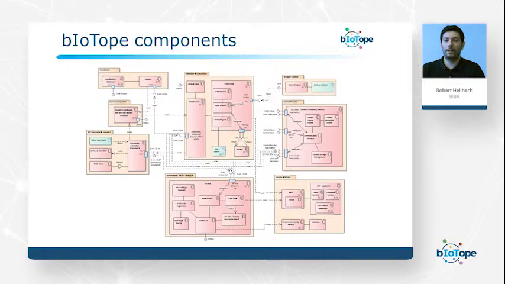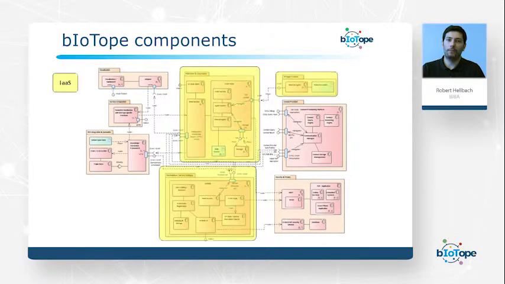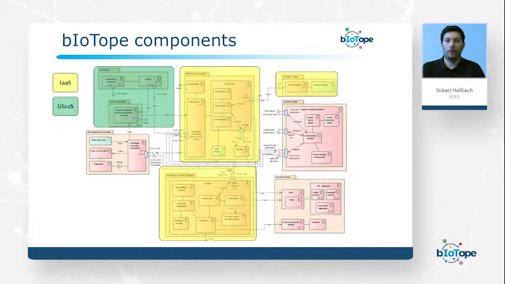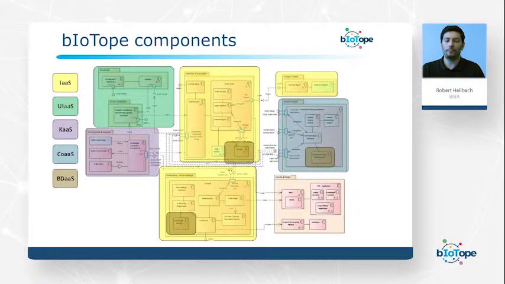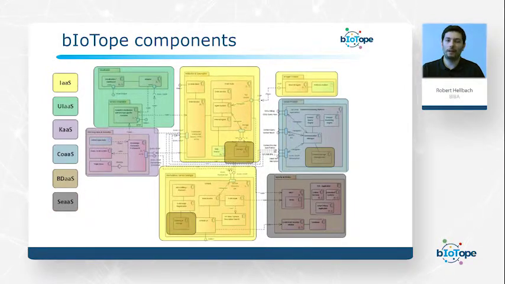Based on the bIoTope developments, we designed a reference architecture you can see here based on a SysML component diagram. This shows the components you can use in the ecosystem and also represents different services. Those services are information as a service, user interaction as a service, knowledge as a service, context as a service, big data as a service, security as a service, and last but not least, billing as a service.